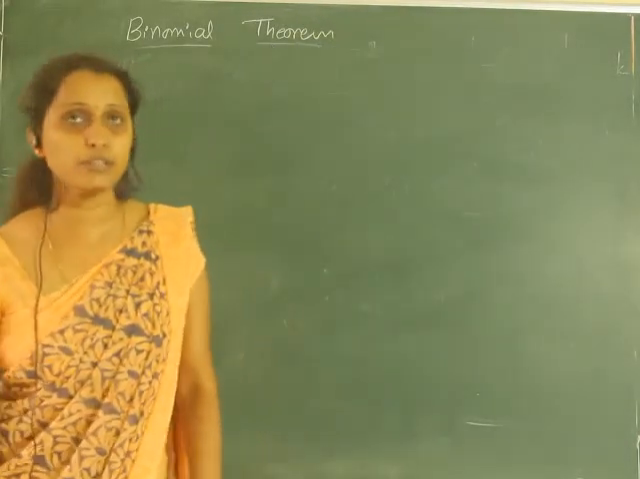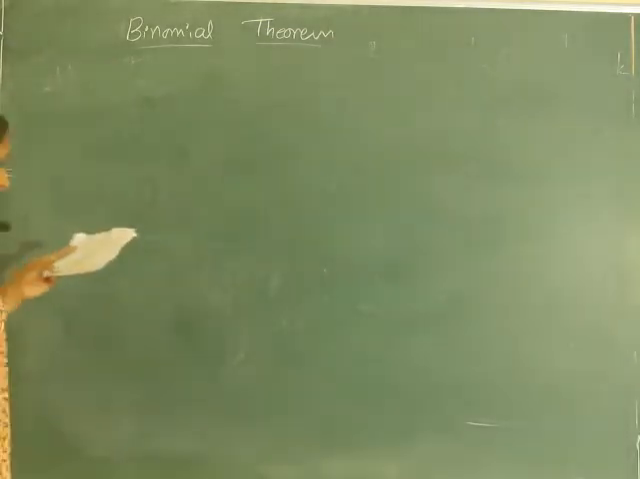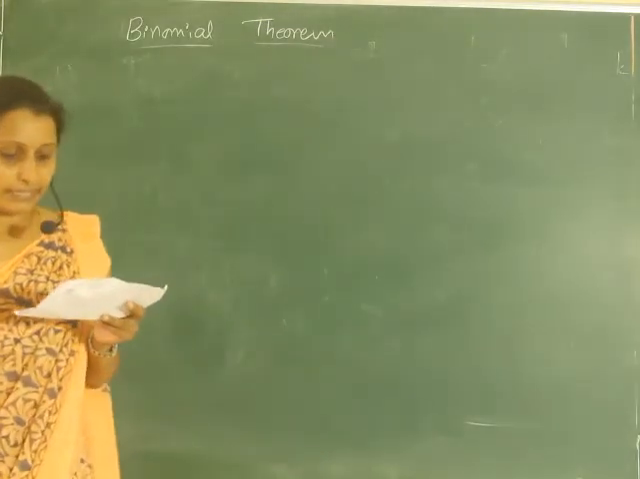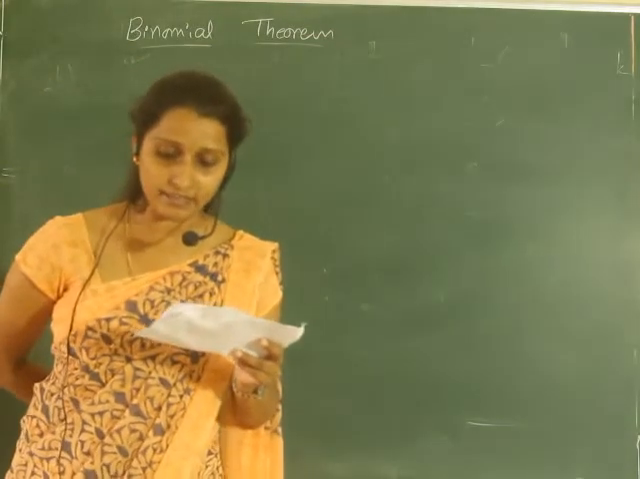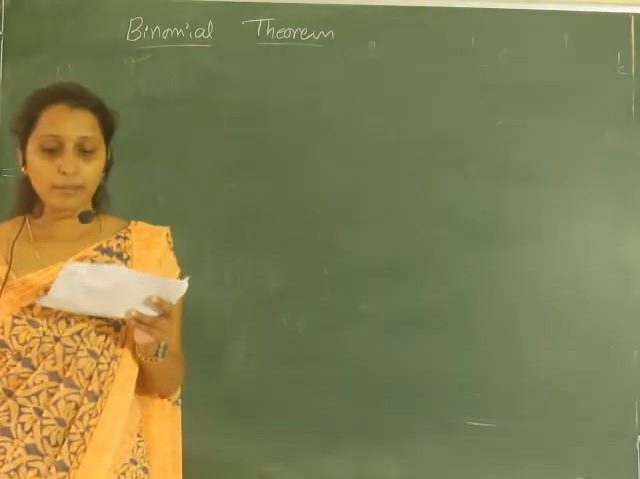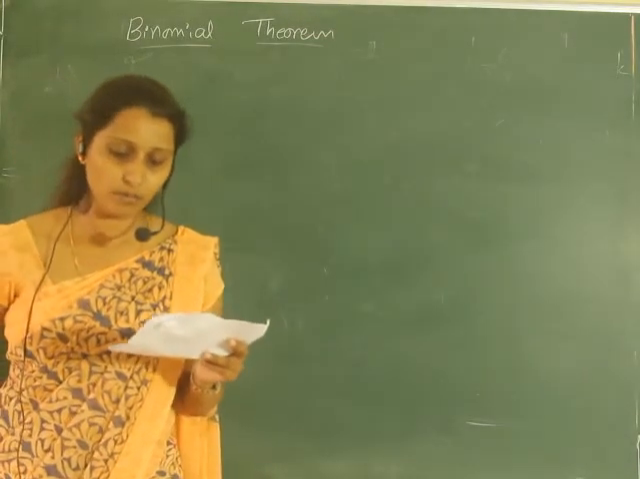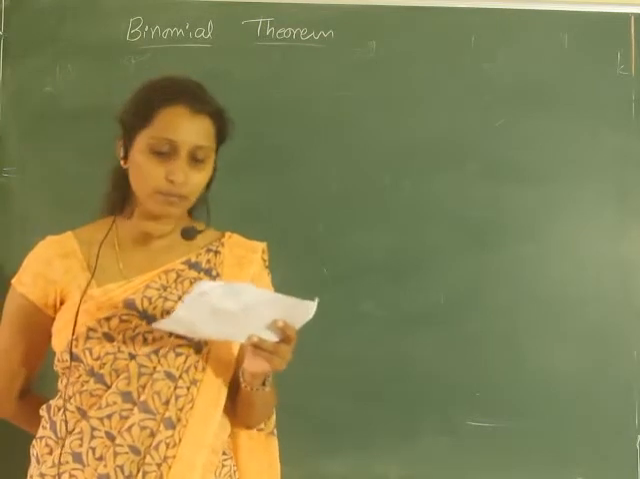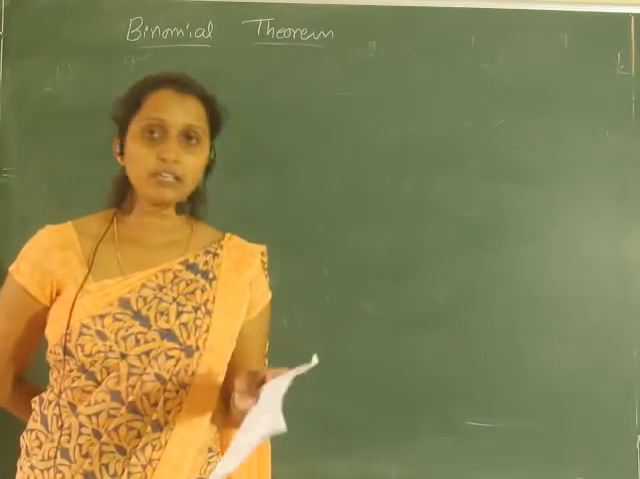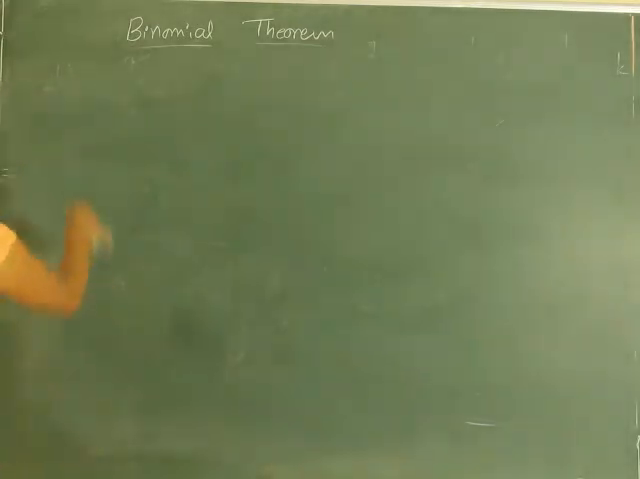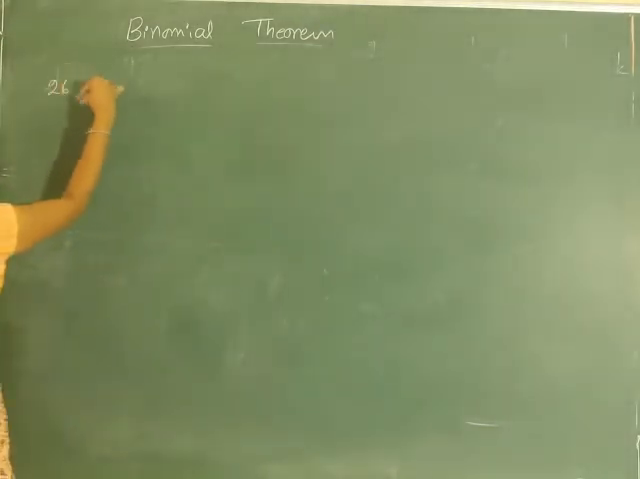The next question is the 26th one. If the ratio of the 7th term from the beginning to the 7th term from the end in the binomial expansion of (cube root of 2 plus 1 by cube root of 3) whole power n is 1 by 6, then what is the value of n we have to calculate. So, the 26th one.